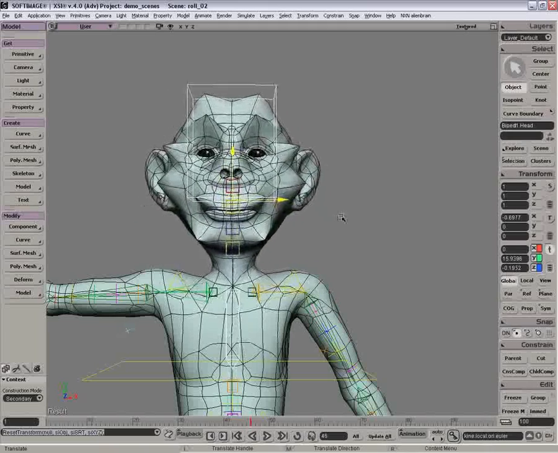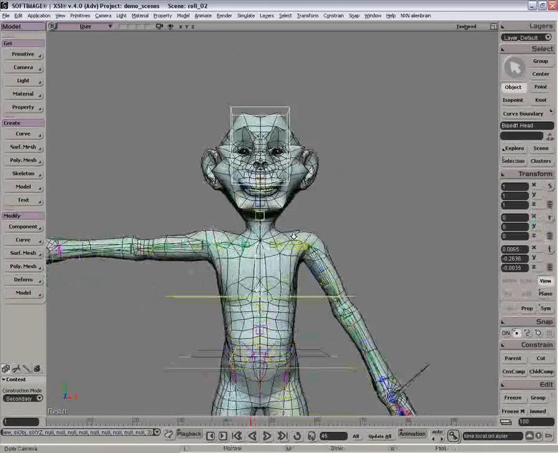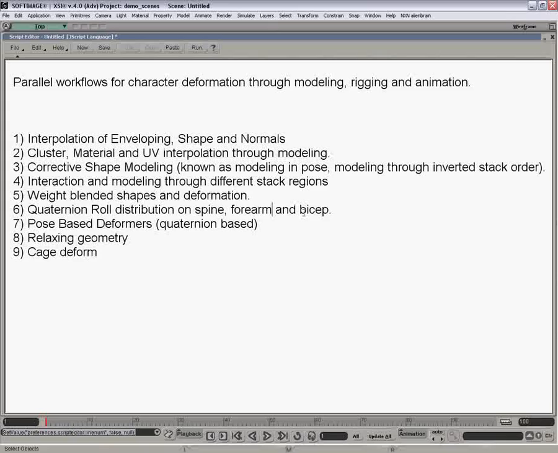So that's about it for the roll division. I just want to raise that point that rotation is a very important part of deformation.